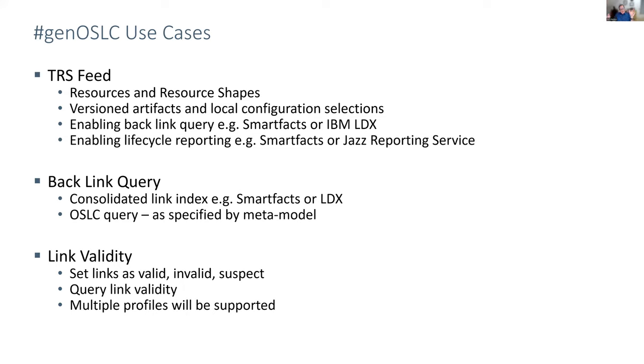And then finally, most recently, we support link validity. That means that we can set links as valid, invalid, and suspect, and we can query link validity. And this is all done with the hash. The idea is that you're hashing the content. And this allows us to have multiple profiles.